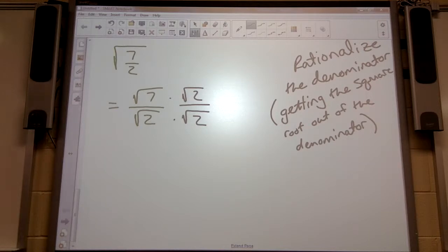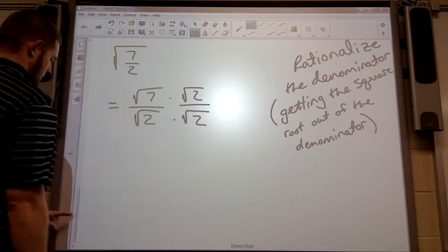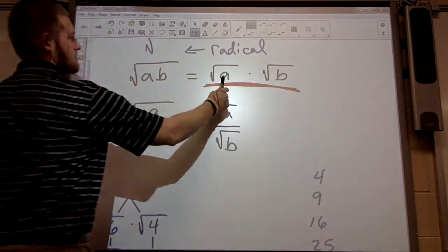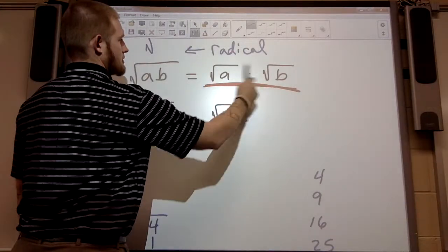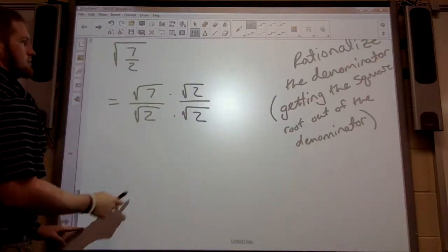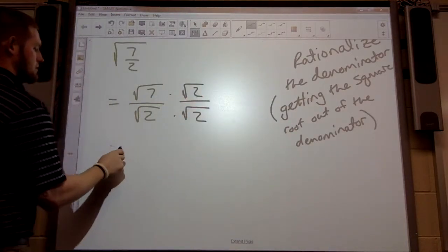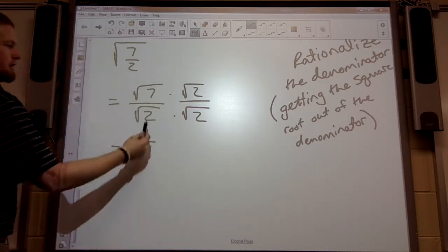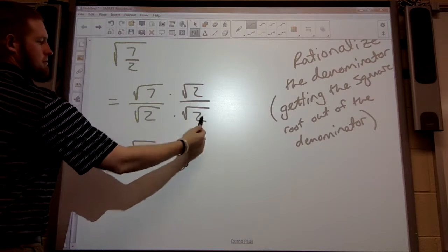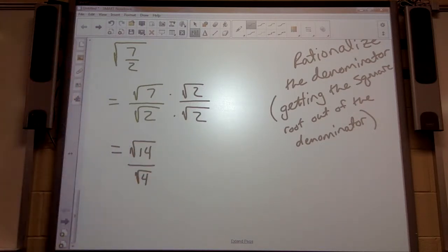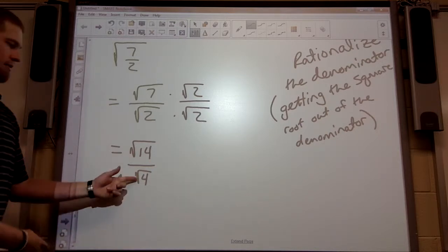Okay. Well, what is 7 times the square root of 2? Coming back up here to our rules, we should know that two radicals times each other can go under one radical. So 7 times the square root of 2 is the square root of 14, and 2 times the square root of 2 times the square root of 2 is the square root of 4. Well, that didn't really get us anywhere because we still have a radical in the denominator, right?